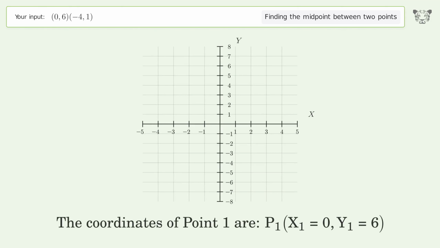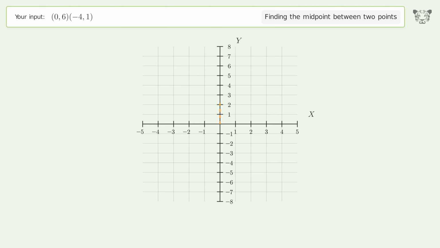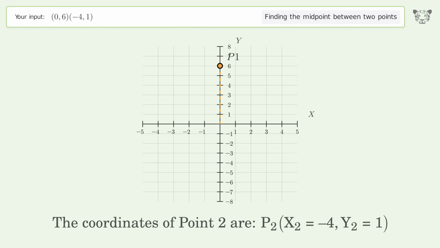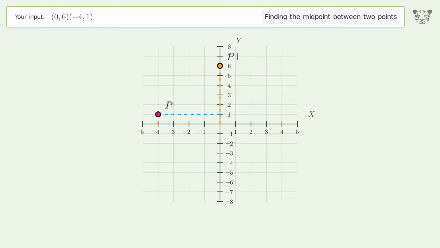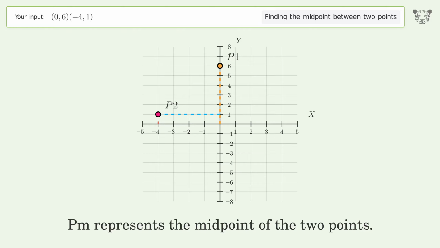The coordinates of point 1 are x1 equals 0, y1 equals 6. The coordinates of point 2 are x2 equals -4, y2 equals 1. PM represents the midpoint of the 2 points.